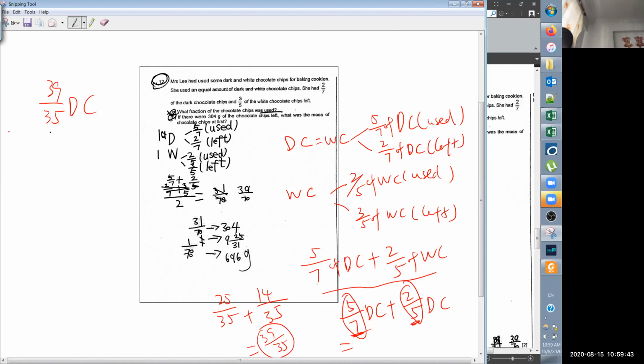So what is the total? Total is 2 DC, right? So you just take 39 over 35 divided by 2. So the fraction is 39 out of 70. Okay, this is correct. Then it says if there were chocolate chips left, so this is the fraction used. So 31 out of 70 is left. So what was the mass of the chocolate chips at first?